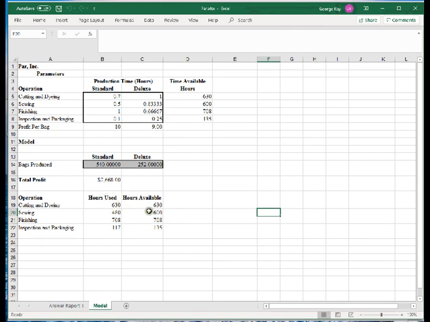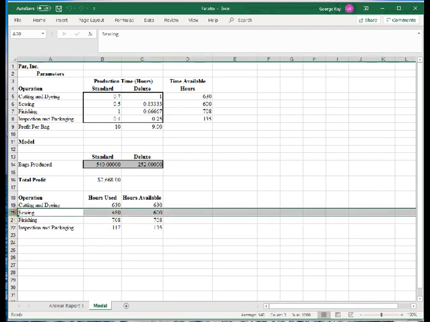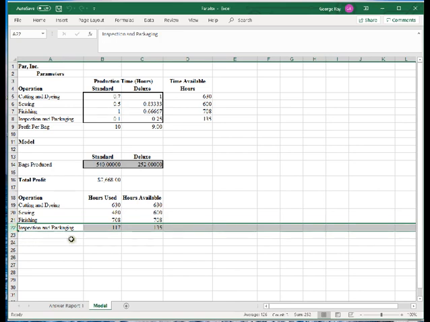Our constraints are all satisfied. We didn't violate any. We notice in some cases, like with sewing, we actually have some slack time. In other words, we still have hours available. We have 120 for sewing, and then we have slack time for inspection also, about 18 hours, not quite as much.